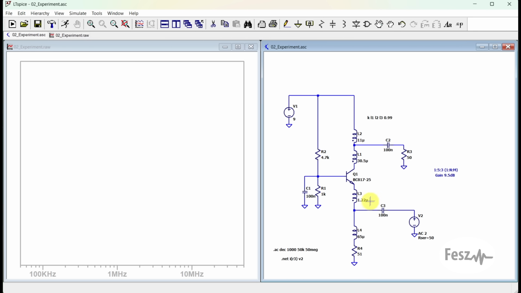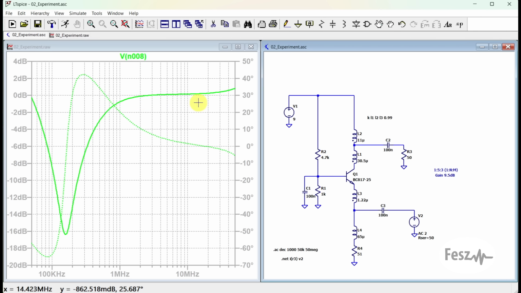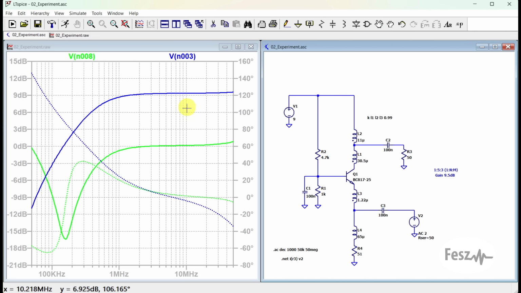To fully verify the circuit's operation, I first ran an AC type of simulation. So here, we can see that the incoming signal of 2 volts is divided in half to 0 decibels, and then the output is about 9 decibels above this. So the gain is respecting our expectations.